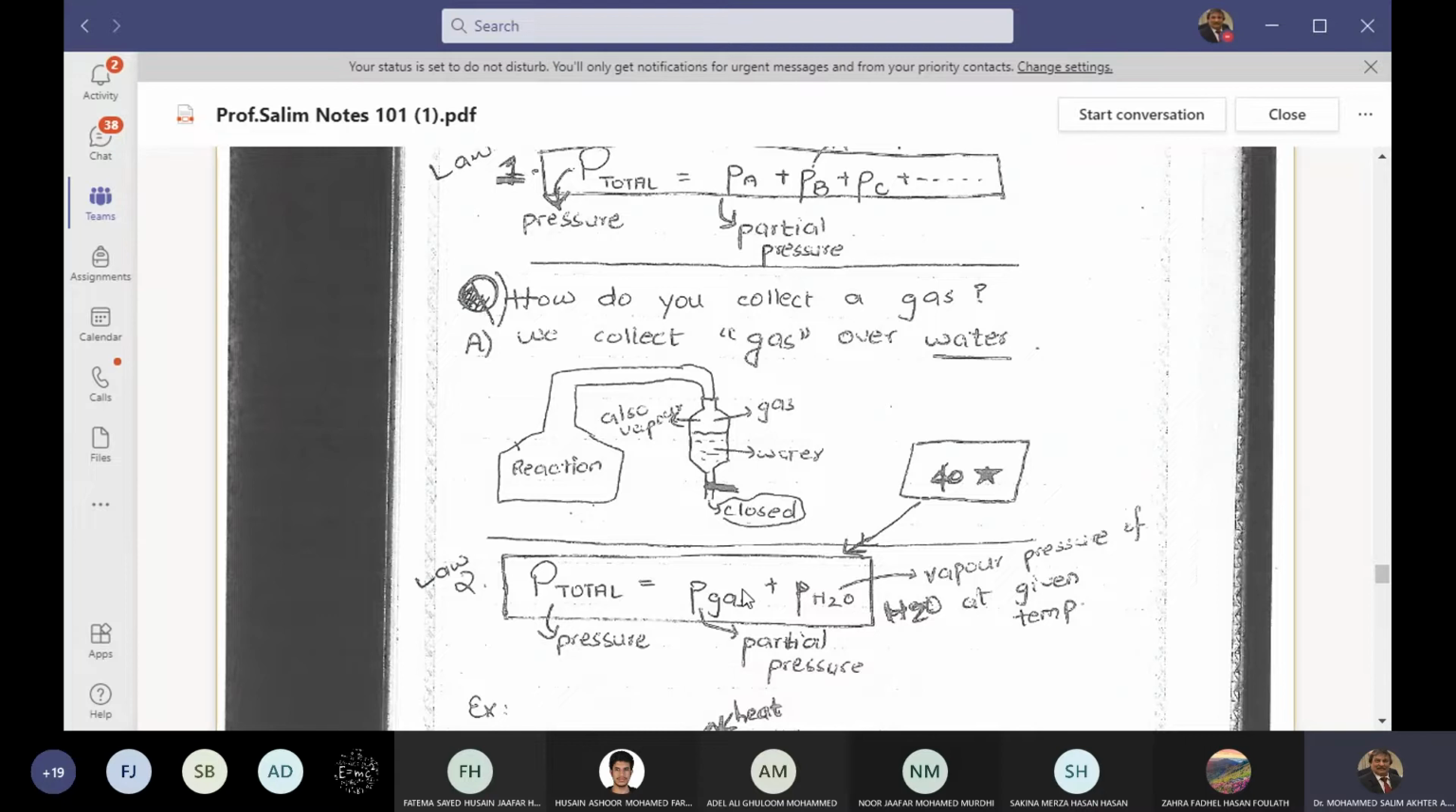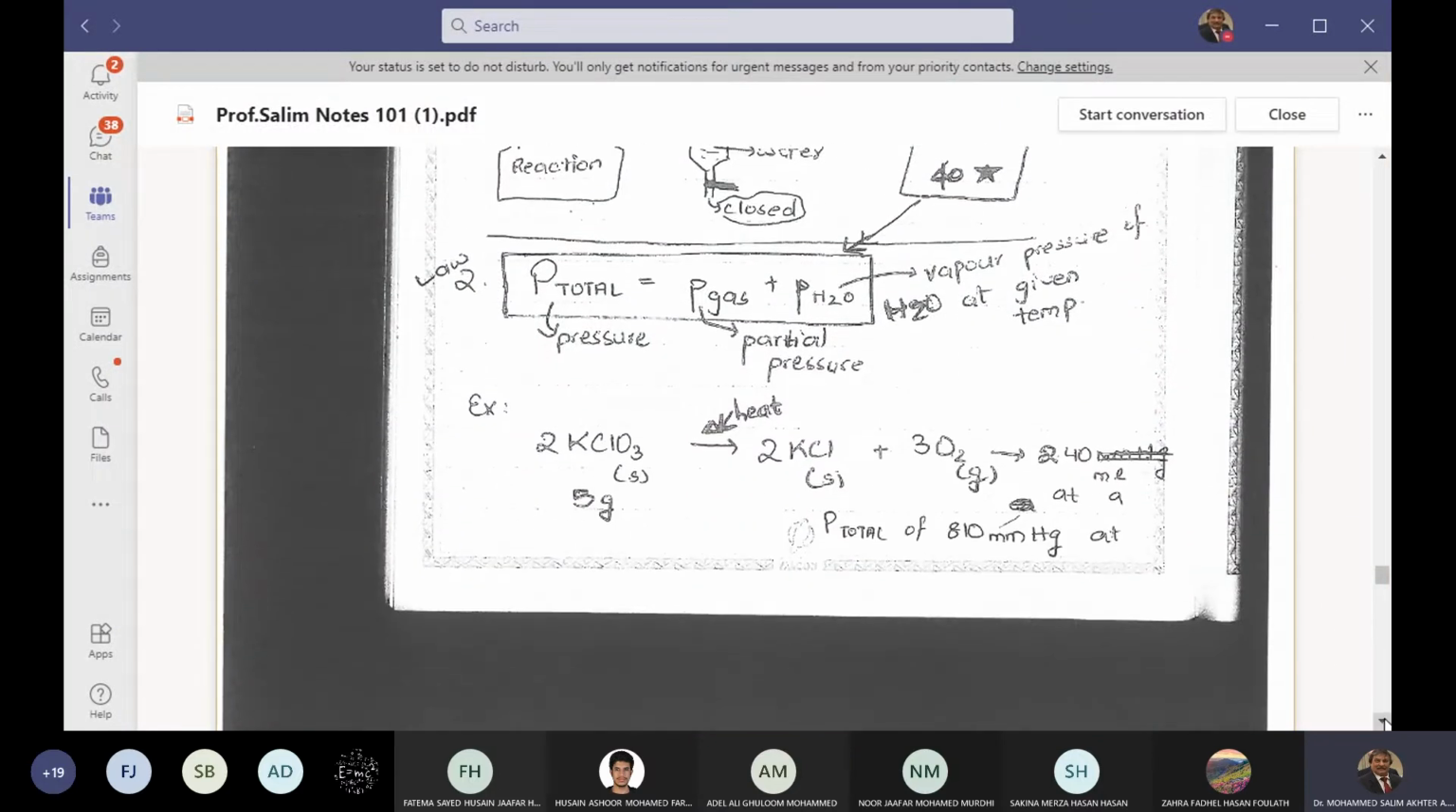So what is Dalton's second law? Dalton's second law says P total equals P gas plus P water. So if I want to find the pressure of a gas, just take the total minus the pressure of water, which will be given. This total minus this, you will get the pressure of pure gas, because you don't want to have a mixture.